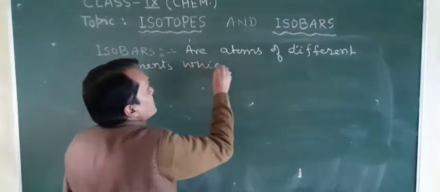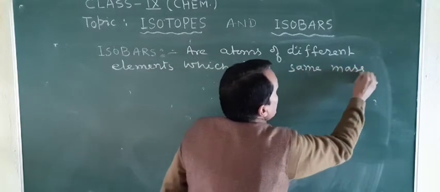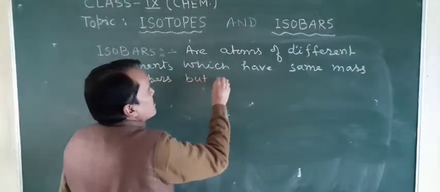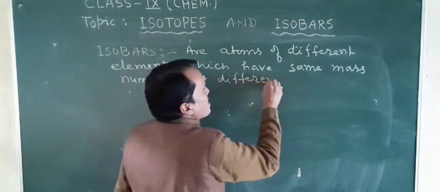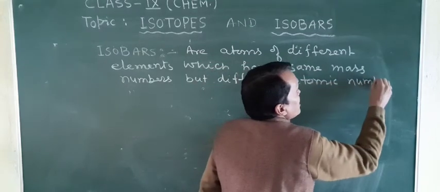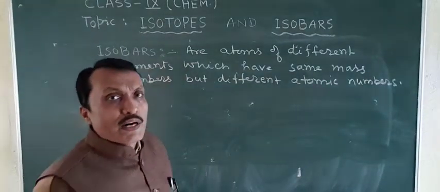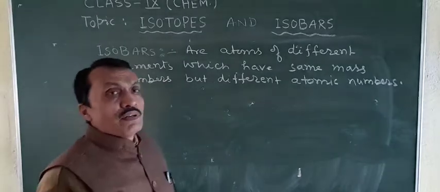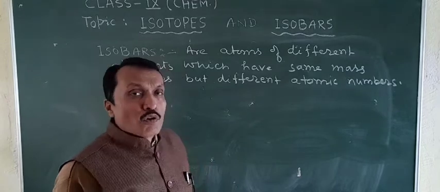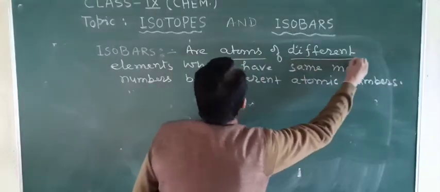which have the same mass numbers but different atomic numbers. So one difference between isotope and isobar is that isotopes are atoms of the same element, whereas isobars are atoms of different elements.